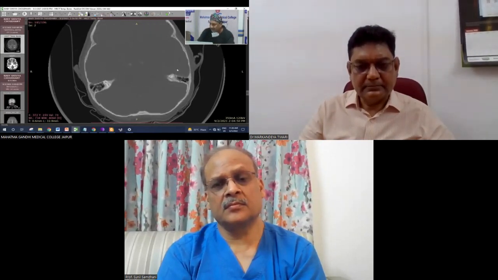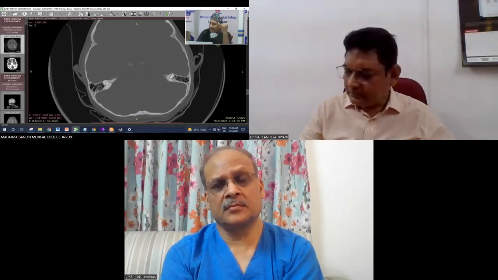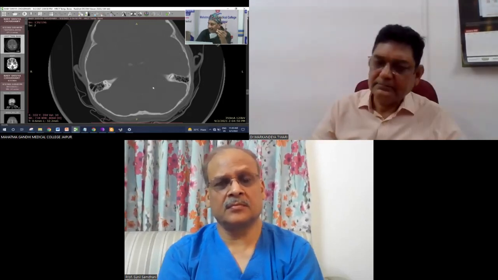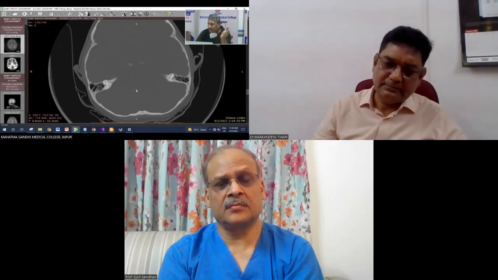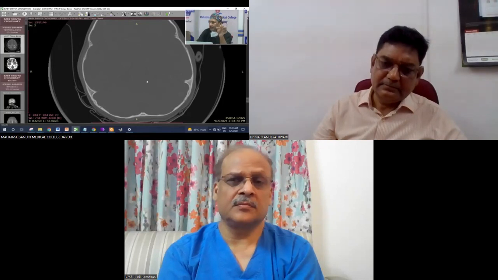So this is the axial section. I will mention every time what all is to be seen on axial section, which gives the best information, and what information is gathered best on coronal as well as sagittal sections. So we need to know all that information. Now, I am running my CT scan from top to bottom.